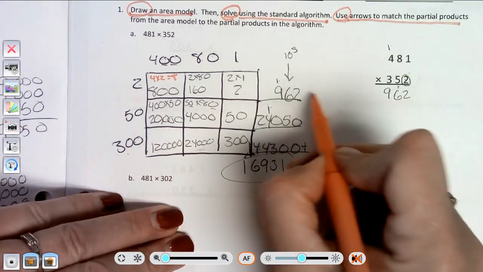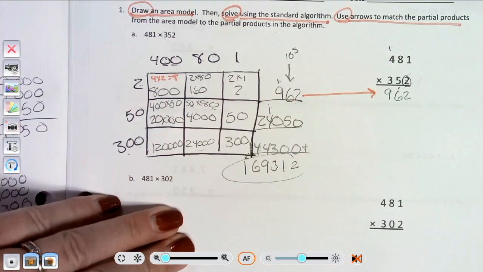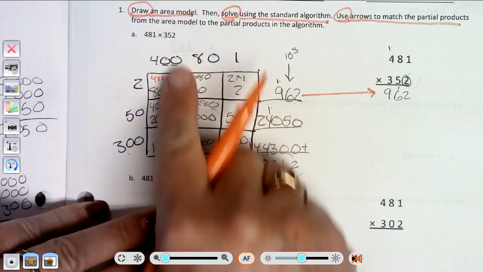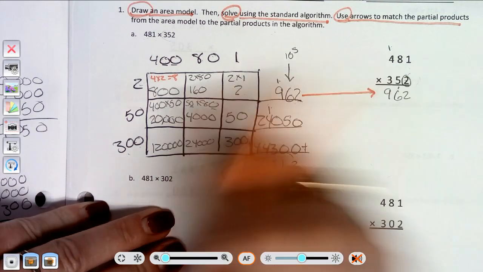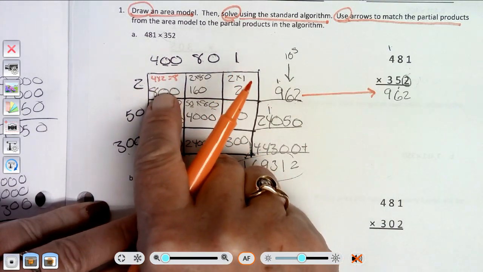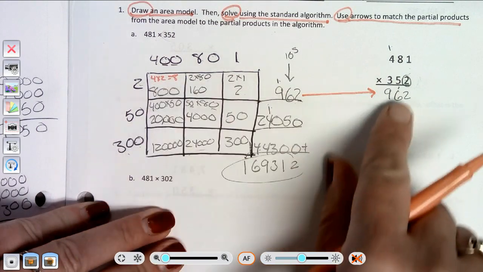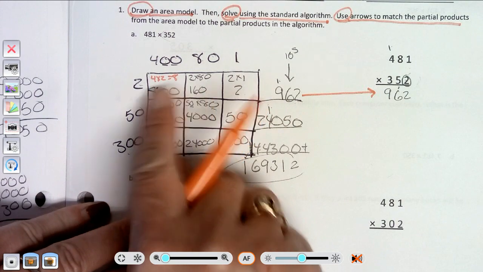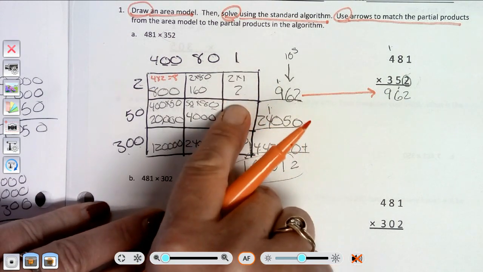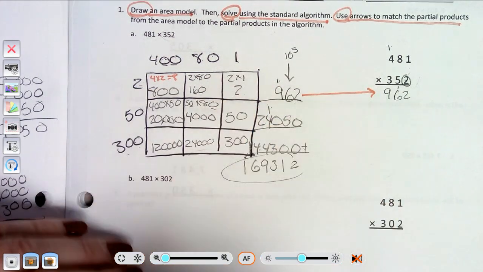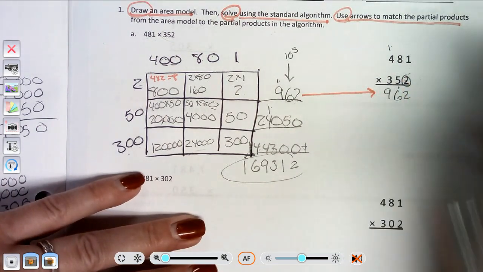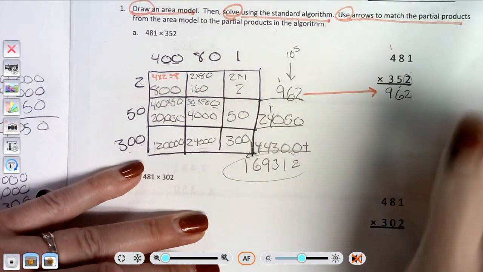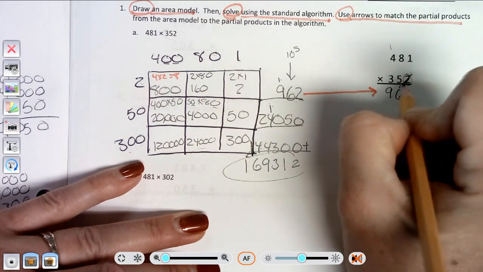Now look what I just did. I just found a partial product that matches the same thing that I just did. When I did 2 times 4 over here, it was really 2 times 4 in the hundreds place. When I did 2 times 8, I got 160. When I did 2 times 1, I got 2. So it's the same. Now I'm done with this one right here, and I am not using this 2 anymore. So you can cross him off.